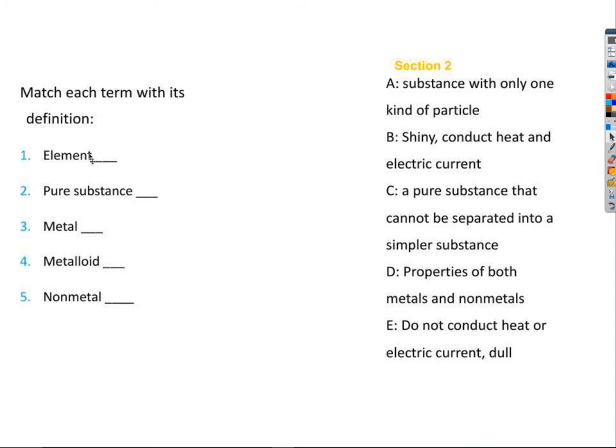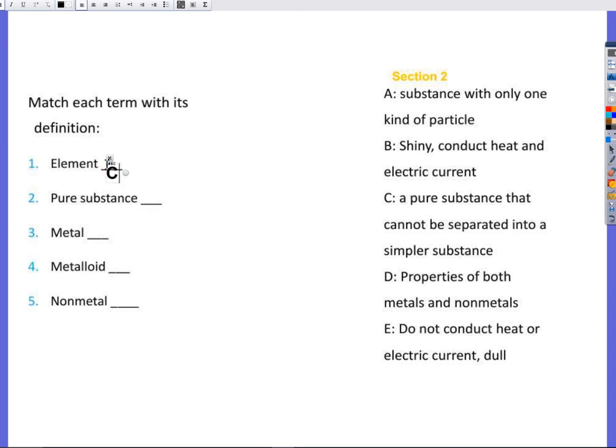It says match each term with its definition. So the first one says element. An element is a pure substance that cannot be separated into a simpler substance. So that should be C. A pure substance is just a substance with only one kind of particle.